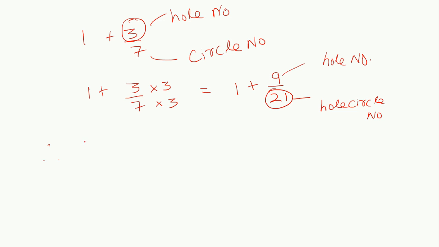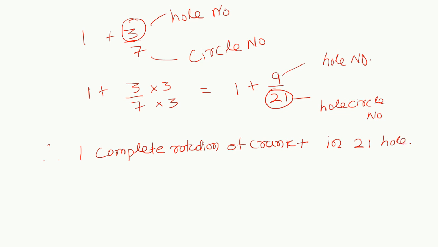How to get the 28 here? One complete rotation of the crank plus, in the 21 number whole circle, 9 number whole. Means one spacing you get this.